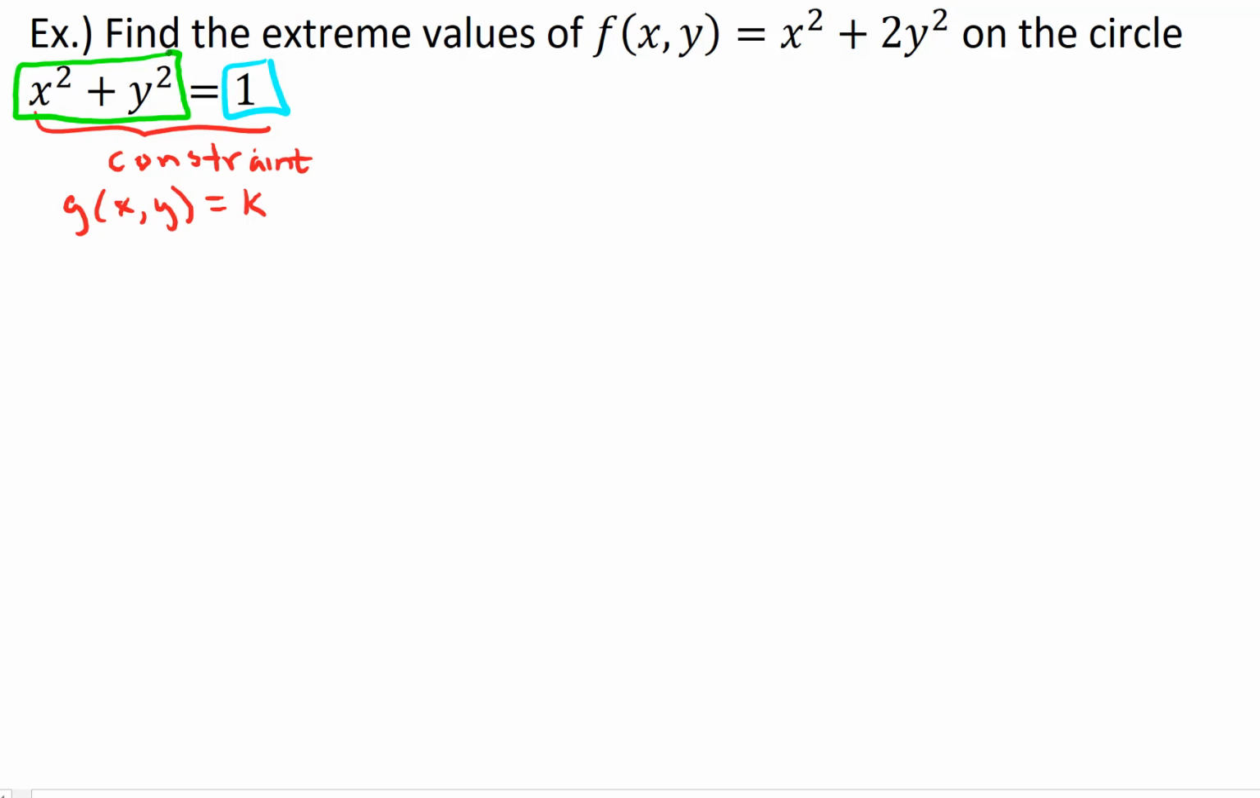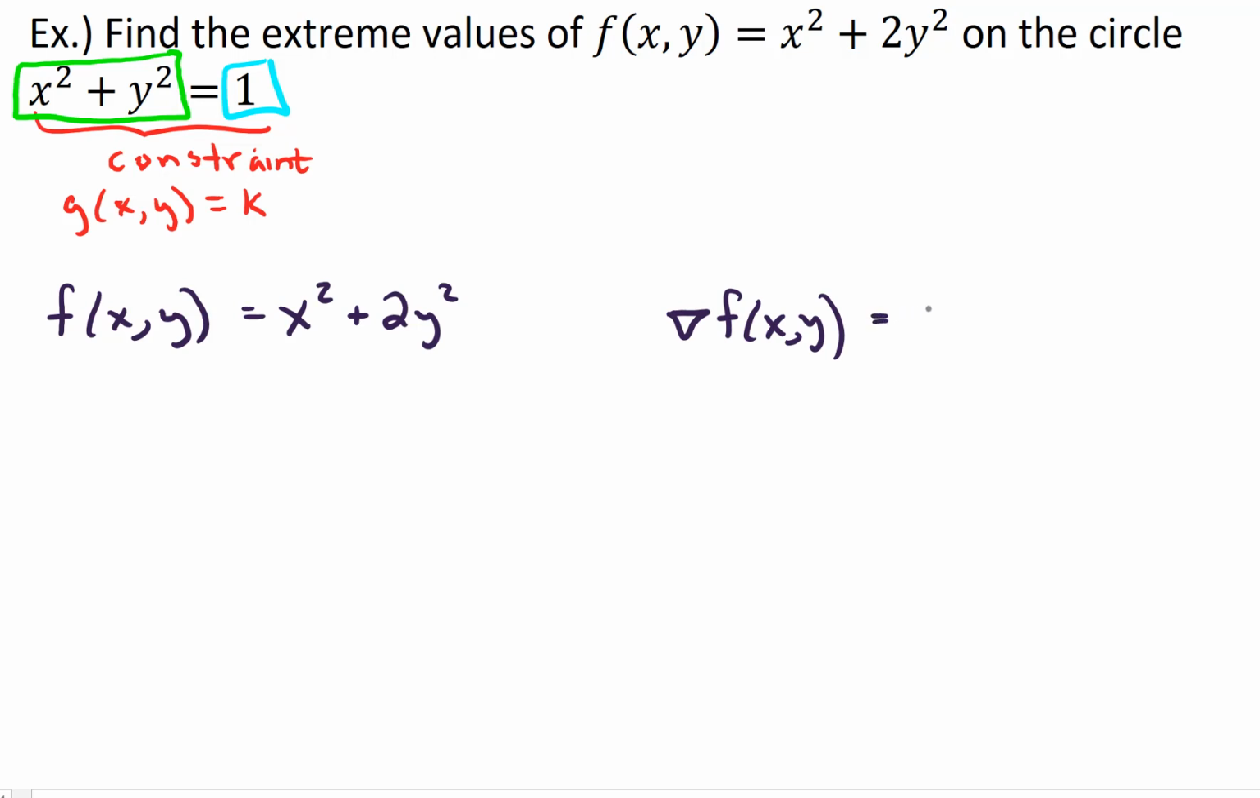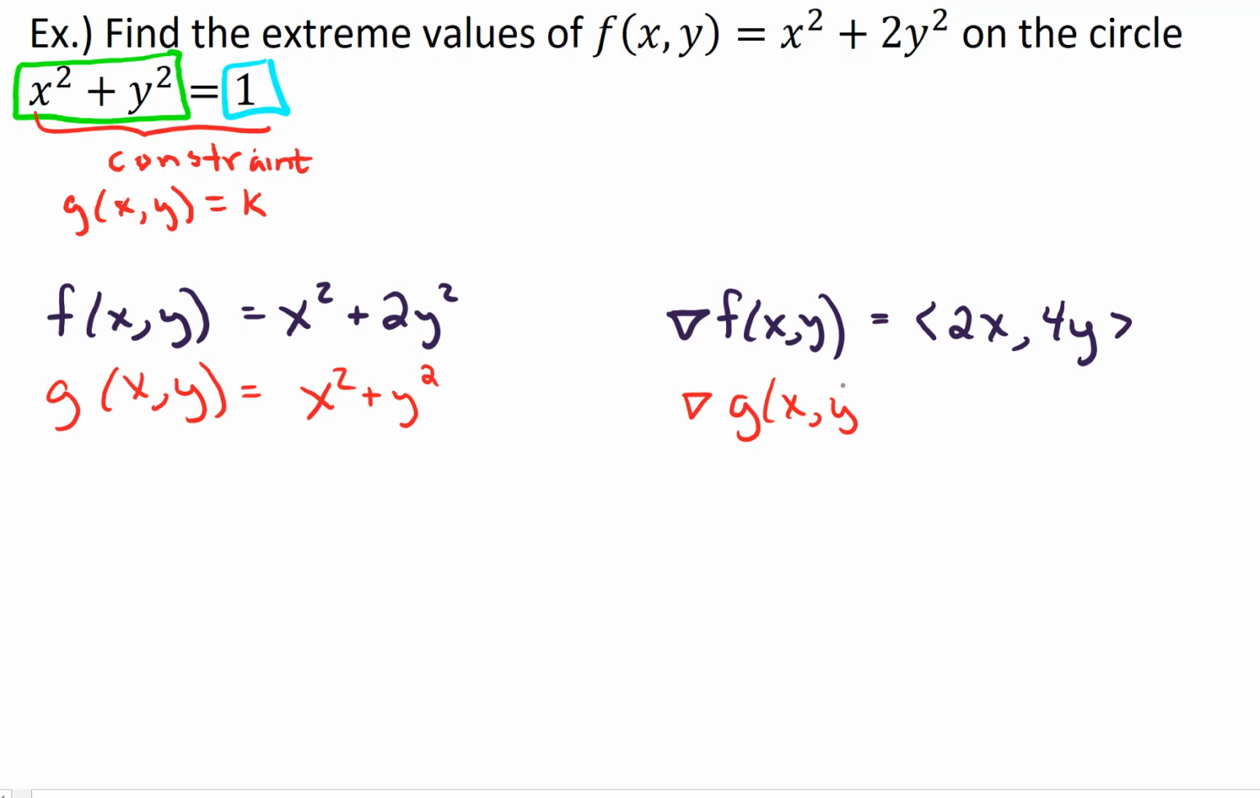Okay, so let's get started. We've got two equations we need to work with. We've got f of xy is x squared plus 2y squared, and we'll need to find the gradient of f. The gradient of f is the vector 2x comma 4y. We'll also need g of xy, which is x squared plus y squared, and the gradient of g of xy is just 2x, 2y.